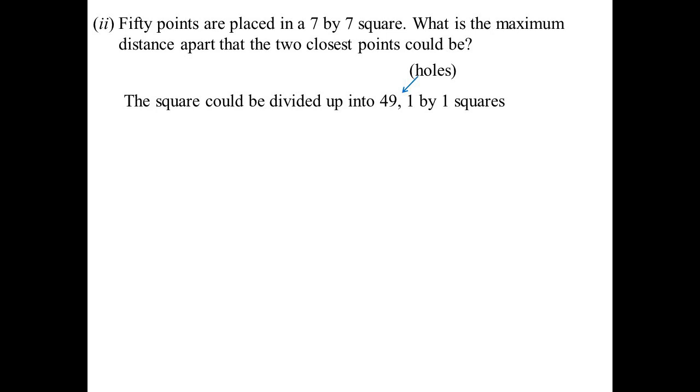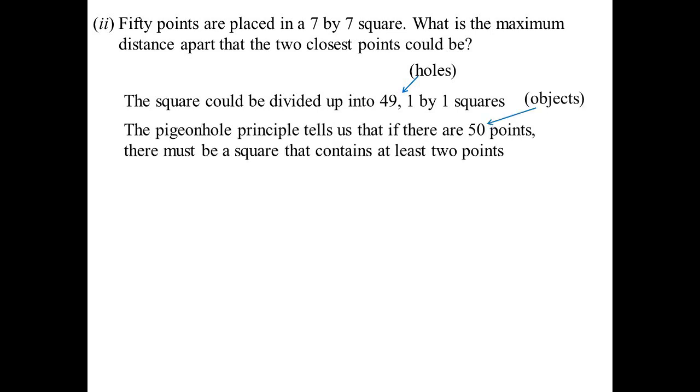So what I could do is I could say, well, this 7 by 7 square, conveniently, 7 by 7 is 49 and I'm putting 50 points. So I could divide it up into 49 1 by 1 squares. They become the holes. Those squares are where I'm going to place all these dots. Now, how many dots do I put in each square and so on? Now the Pigeonhole Principle tells us there are 50 points. So there must be a square in there that contains 2 points. It would be possible we put one in every single square, and that's going to maximise the distance apart there, but there must be one that's got 2.